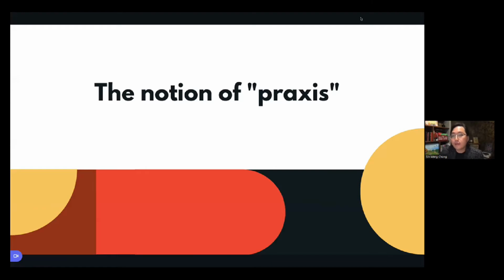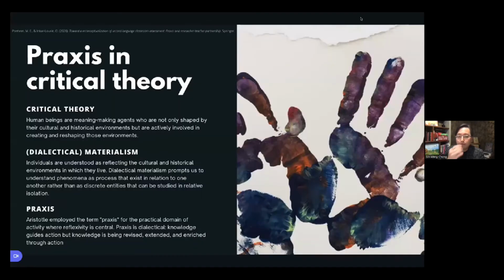And I would like to ponder a little bit on the notion of open scholarship from the perspective of praxis. Maybe some of you already know, but praxis is a term traditionally associated with critical theory. And what critical theory says is that human beings are agents, they are active beings, and we're not passively influenced by the things around us. We also actively shape and reshape the environments around us.